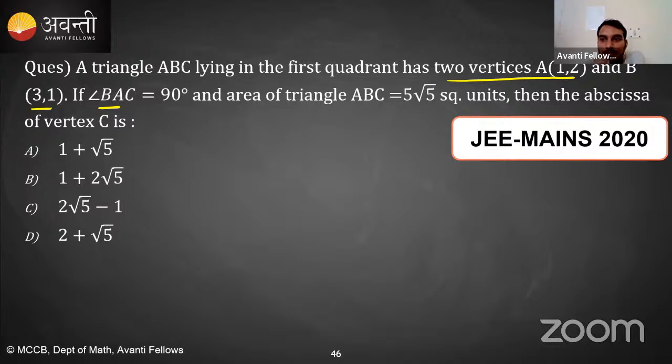Then the abscissa of vertex C we have to find. So abscissa means x coordinate. This means x coordinate. Clear? So this is what the question is asking. So you have 1 minute, solve this question and let me know the answer. Question is clear, right? Area of triangle is given, right angle triangle information is given, area and the two vertices are given. Then they are just asking you to find the x coordinate.